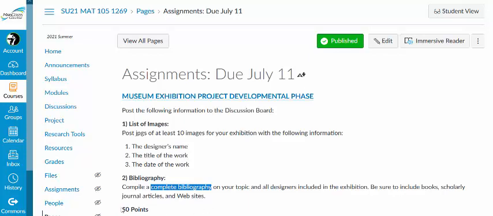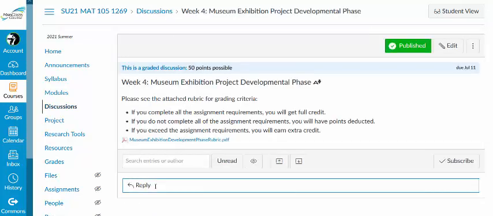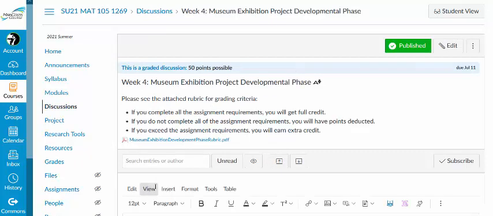So you need, again, to have a complete bibliography. This assignment is worth 50 points. And just click this link and it will take you into the discussion board where you can post your assignment.